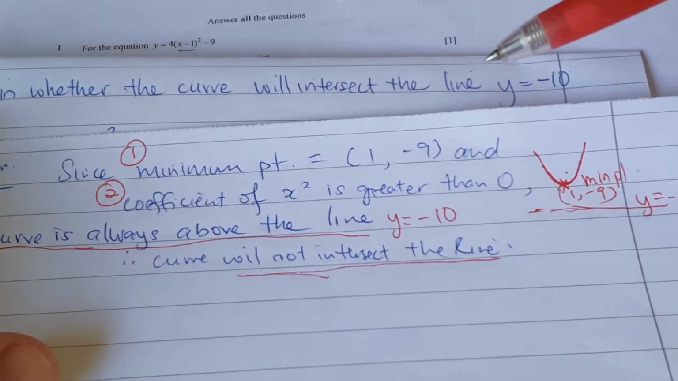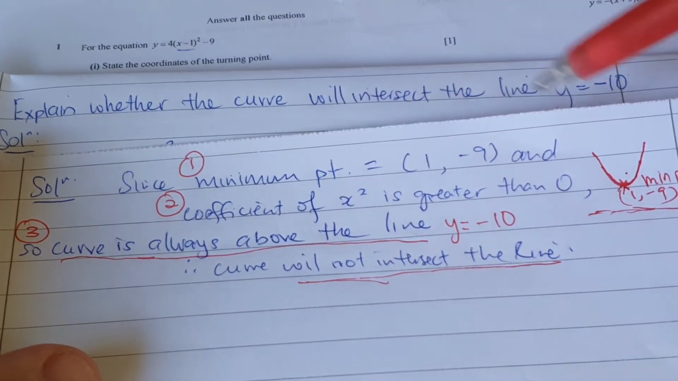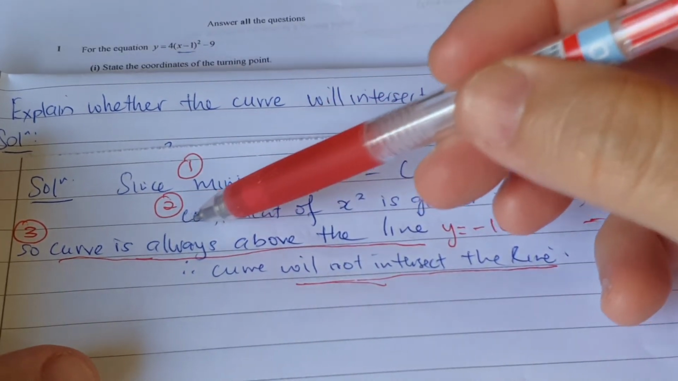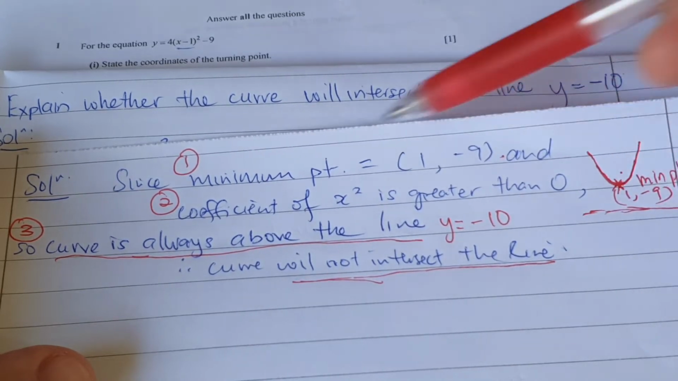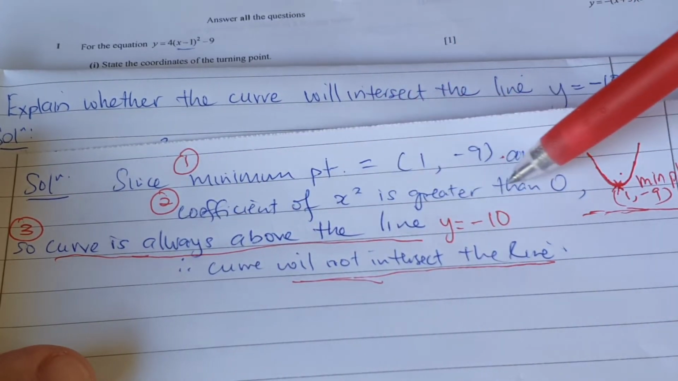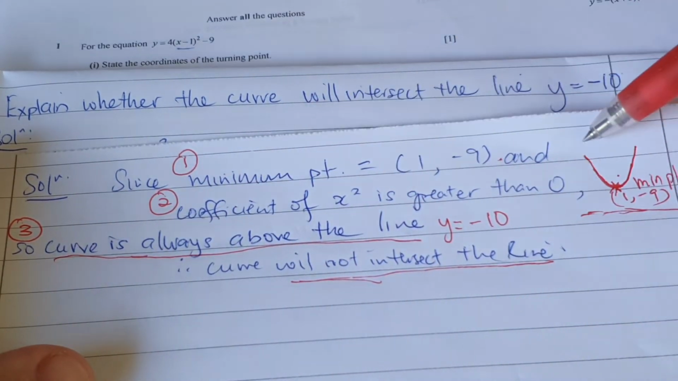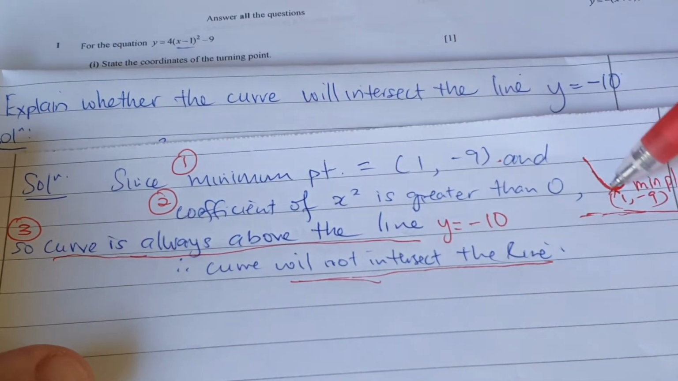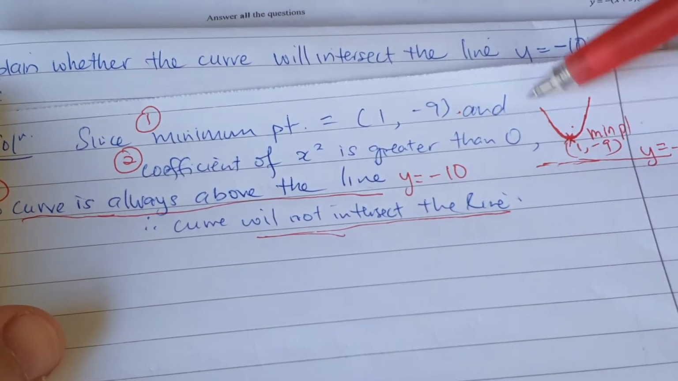So in your examination, you must state the maximum or minimum point first. Then you must say the shape is like that or like that. Why? Because of the coefficient of x squared. Then, very importantly, this one must be there. You must say whether the curve is always above or always below the line. That's why they never cut. Okay?